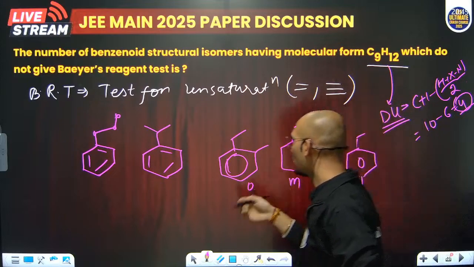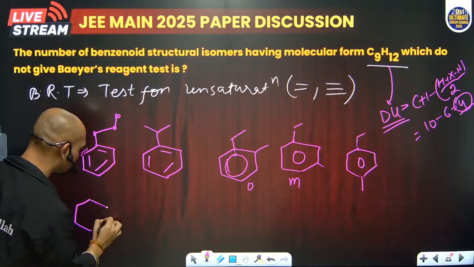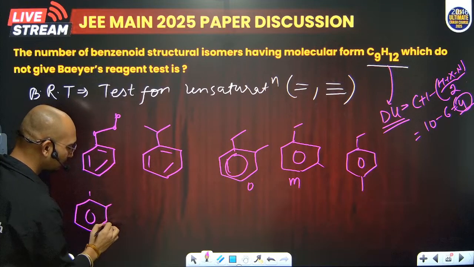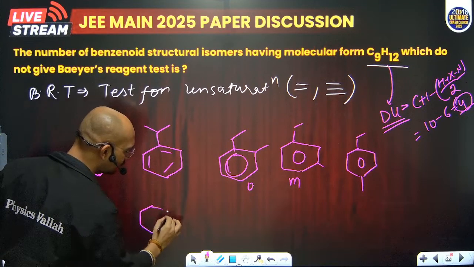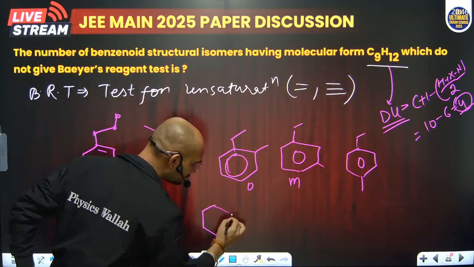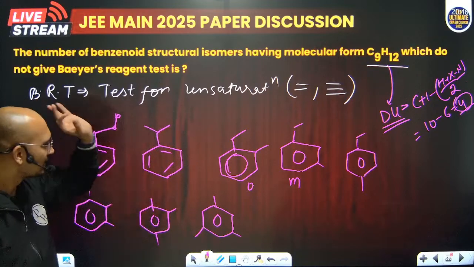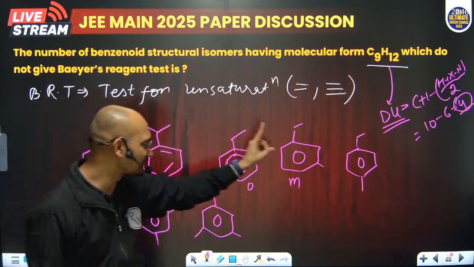है कि नहीं? Now what else is there? Is there any other possibility? Yes, one more possibility is there. If we take 3 methyl groups, we can take methyl like this, and the other we can take like this. Is there any other possibility? No. चलो, ये तो हमारे हो गए all the benzenoid structures.